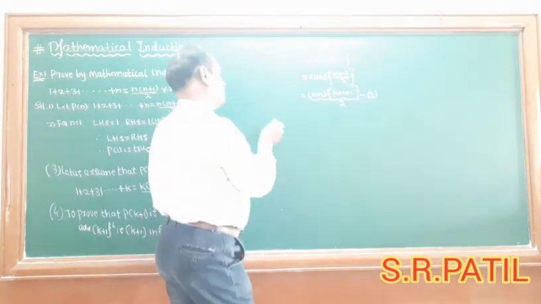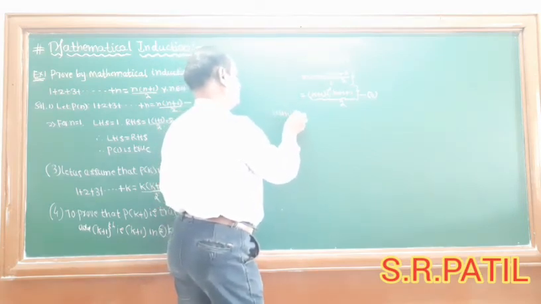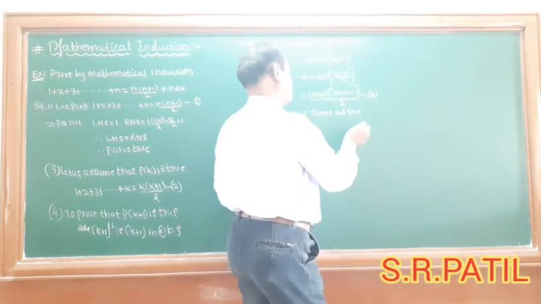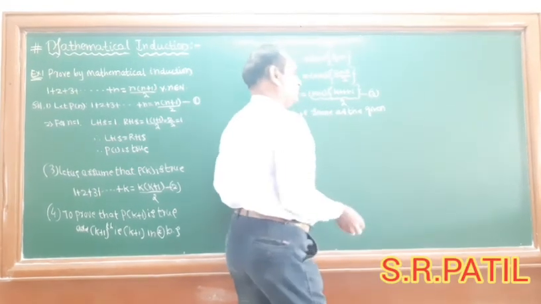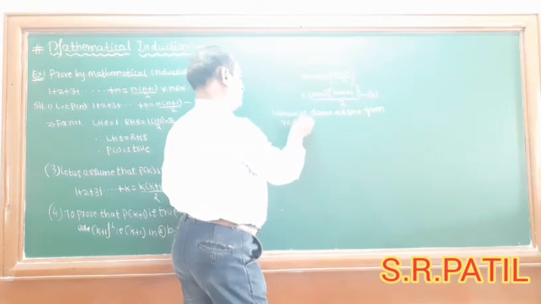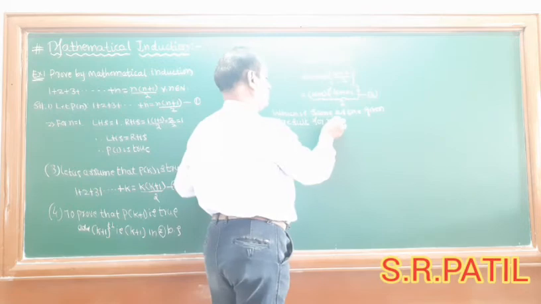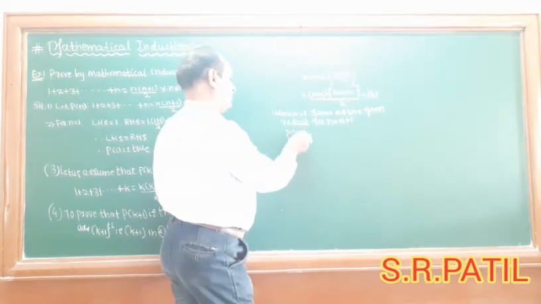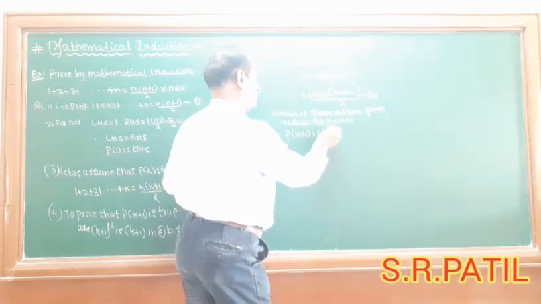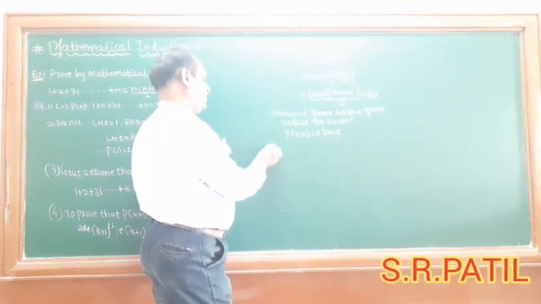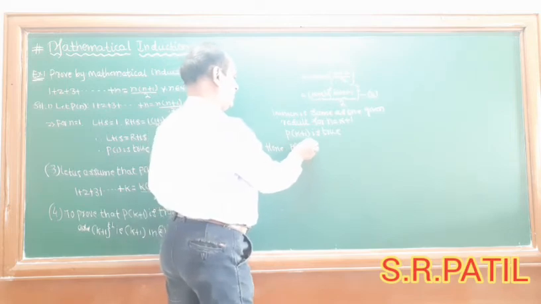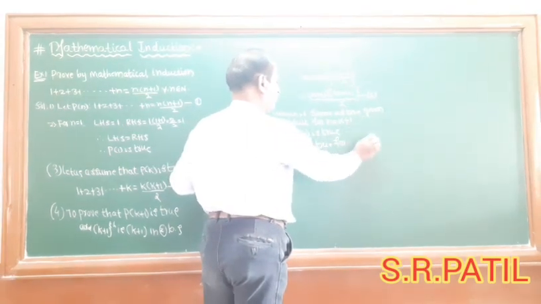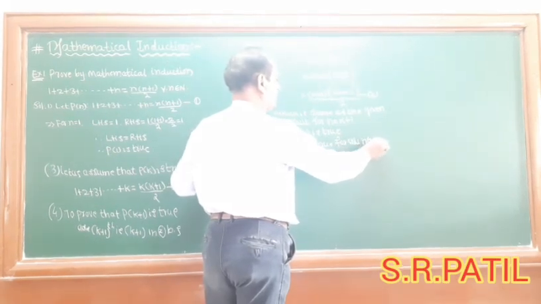Which is the same as the given result, the conclusion. Which is the same as the given result for n equal to k plus 1. Therefore P(k+1) is true. Hence P(n) is true for all n belonging to the natural numbers N.